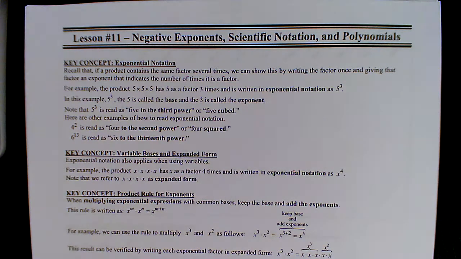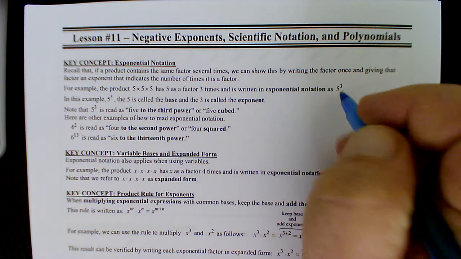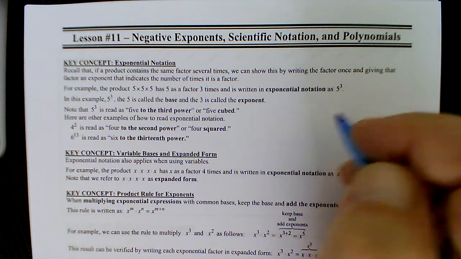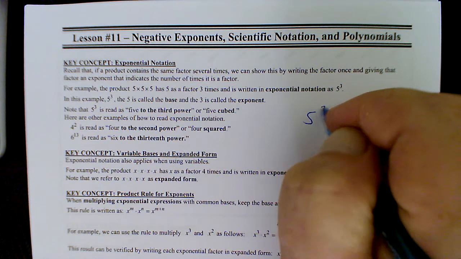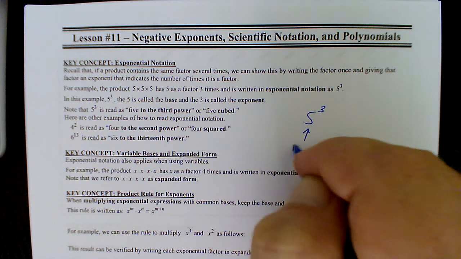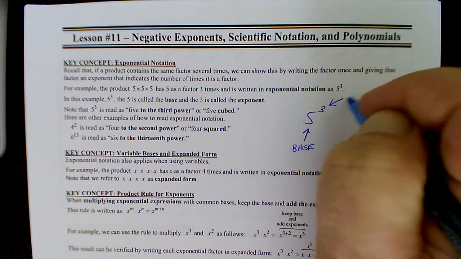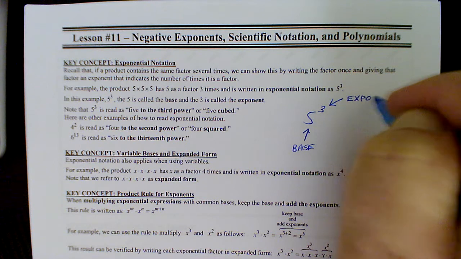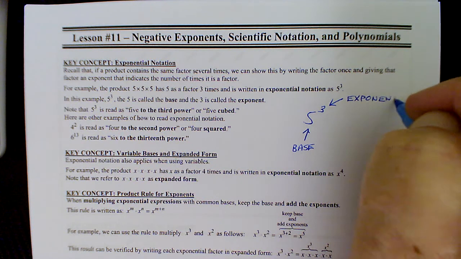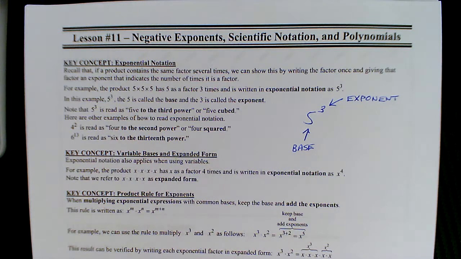Hello everyone. Here we finish off the course with lesson 11, negative exponents, scientific notation, and polynomials. We know about exponential notation when we write something like 5 cubed or 5 raised to the third power. We know that the 5 is referred to as the base, and the superscript 3 is the exponent, which tells us how many times the base appears in the product.